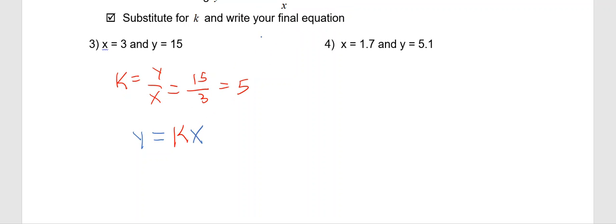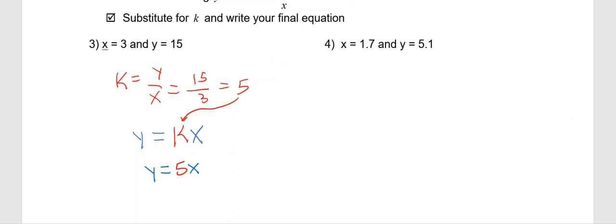So I'm simply going to take my 5 and replace my k with it. So by the time I am done, I've solved for k, my constant of variation, y equals 5x.